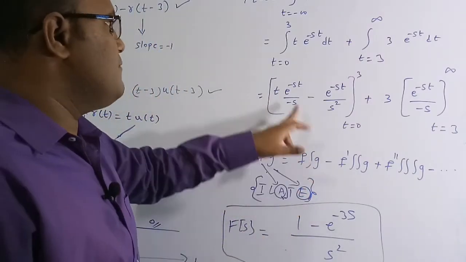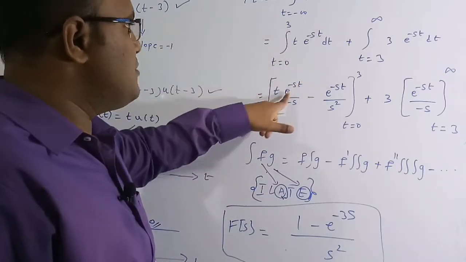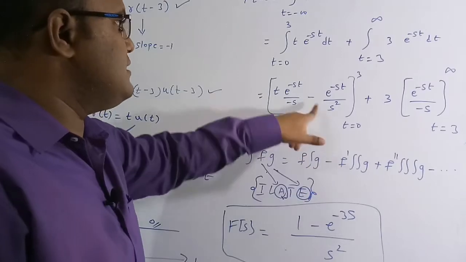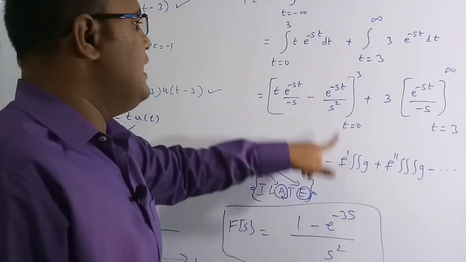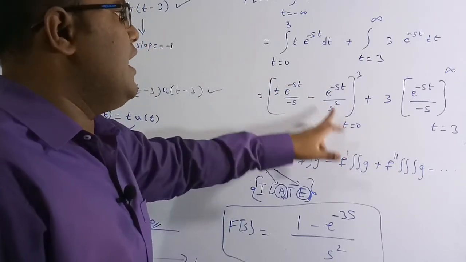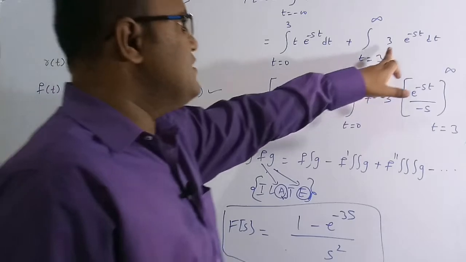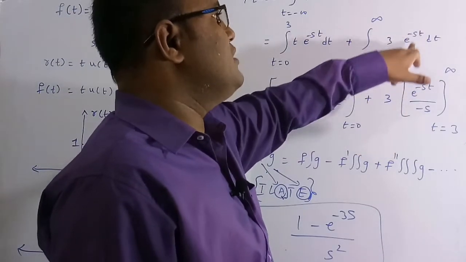By using this formula, I am going to do this. f is t, and the integration of g is e to the power of minus st by minus s. Again minus, and for t we do the differentiation, t dash is nothing but 1, and you do the integration again, so e to the power of minus st by s square, with the limits 0 to 3. Here the 3 is a constant, so you can take the constant outside and do the integration for only this one function.